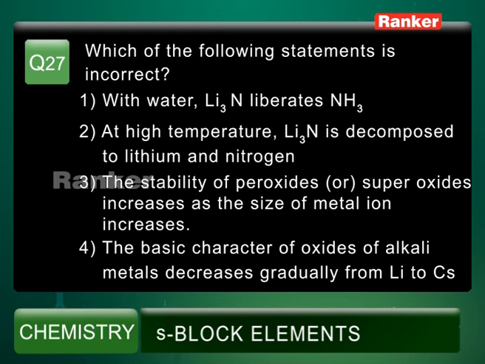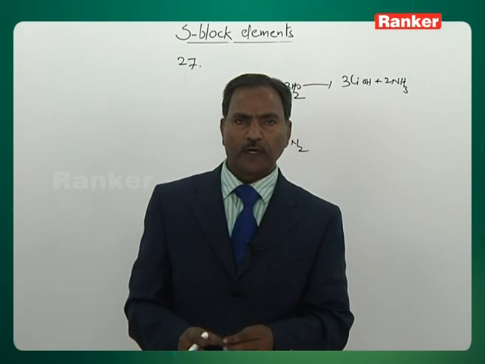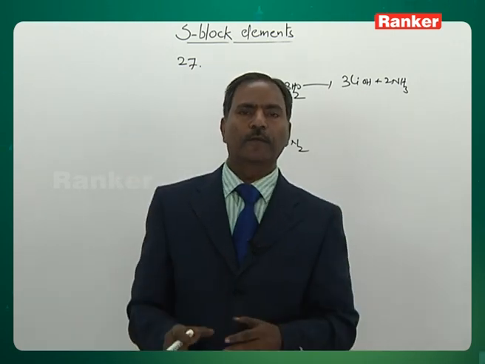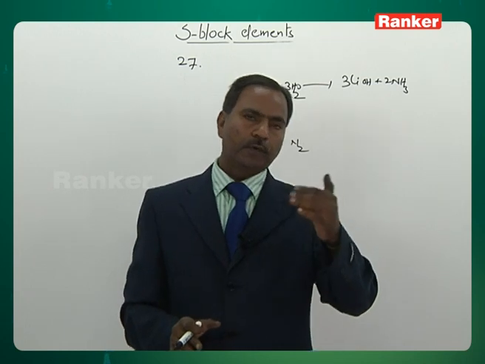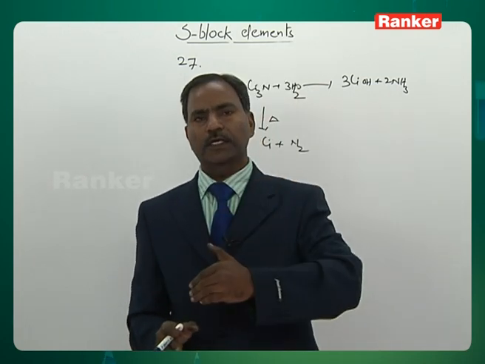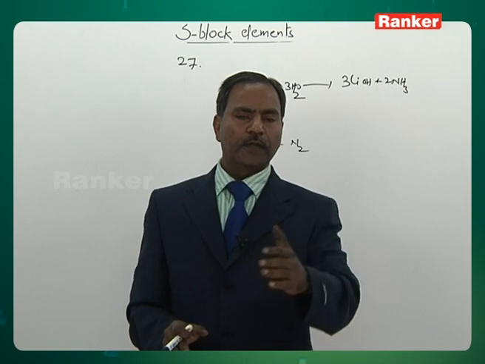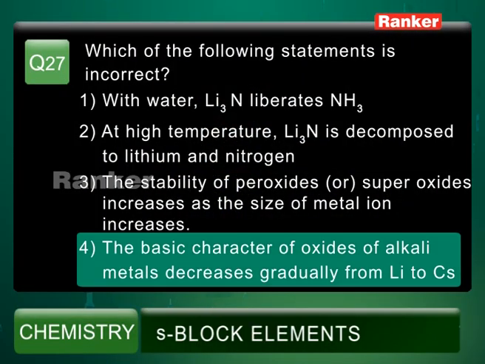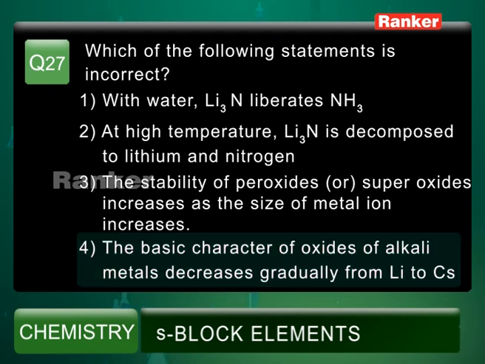Coming to the basic character of oxides of alkali metals decreases gradually. See, in the case of first group elements, either you take oxides or hydroxides, from top to bottom their basicity increases. But in this, they have given decreasing. So for question number 27, the answer is 4.